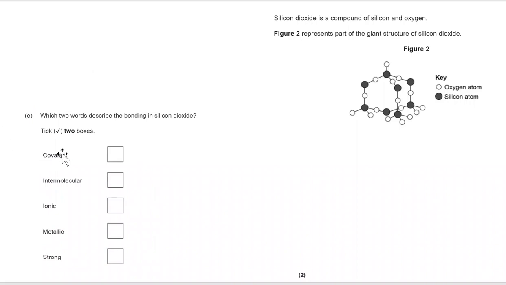On to part E. Which 2 words describe the bonding in silicon dioxide? So silicon and oxygen are both non-metals, so that is covalent. And what we're then thinking about is descriptions of covalent bonds. Ionic and metallic are totally different bonding types. Intermolecular forces exist between molecular covalent atoms. But covalent bonds we will generally combine with the word strong. Silicon dioxide has a high melting point because there are lots of strong covalent bonds, therefore lots of energy needed to overcome them.